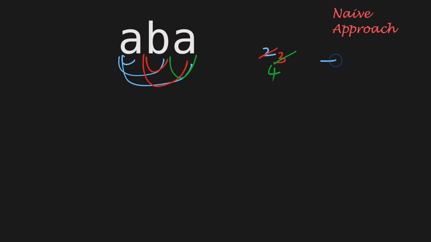Now the time complexity to generate all the substrings will be O of n square, since we are running two nested loops. And for each substring, we perform the palindrome check, which takes O of k time, where k is the length of the substring. And in the worst case, k will be up to n. So the overall time complexity will be O of n cube, and the space complexity will be O of 1, because we are using few variables here and there.